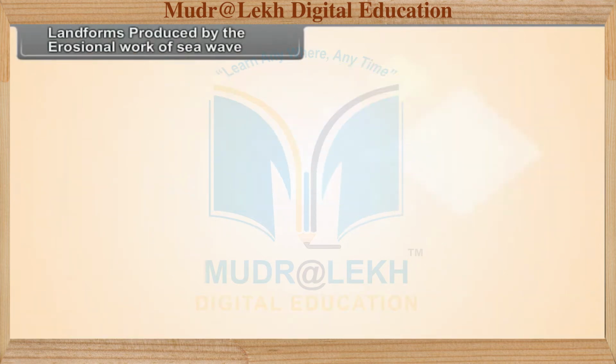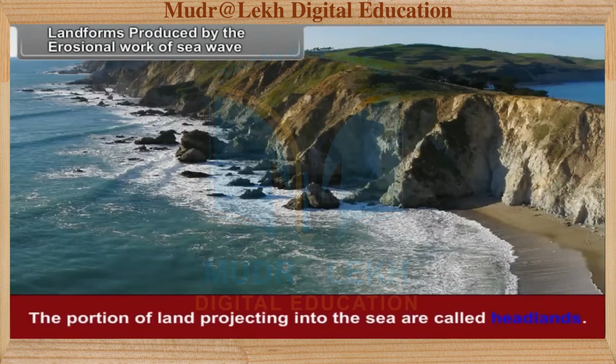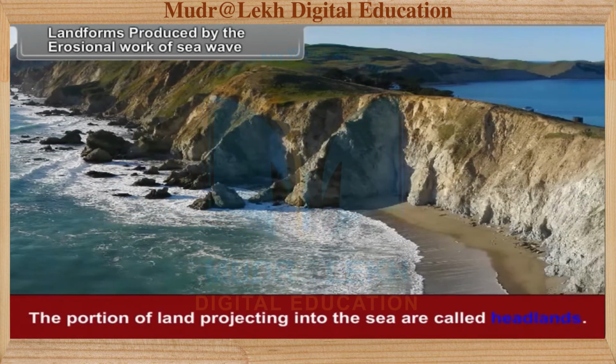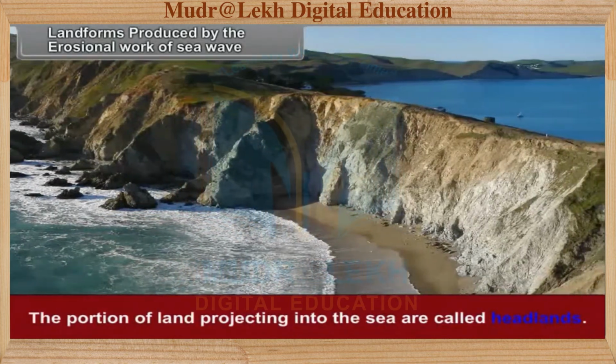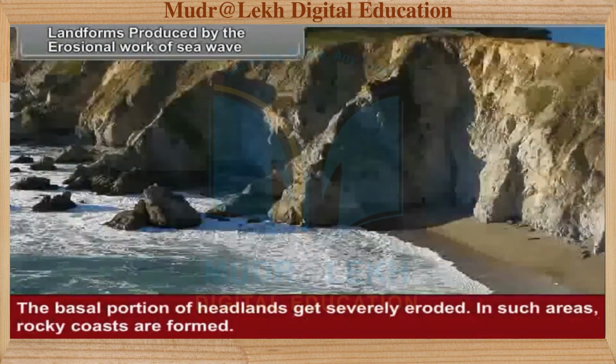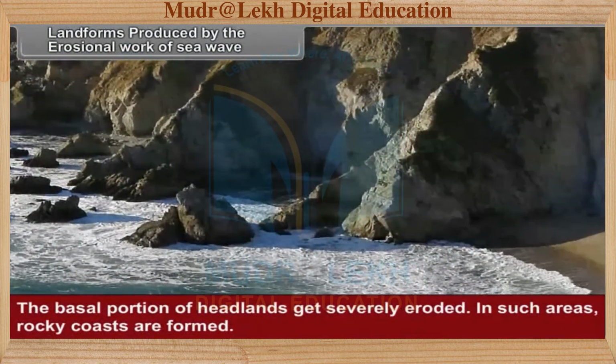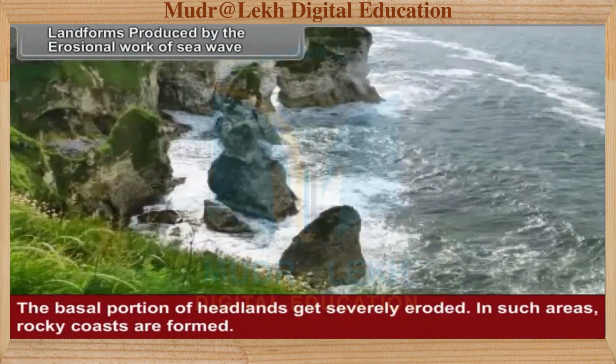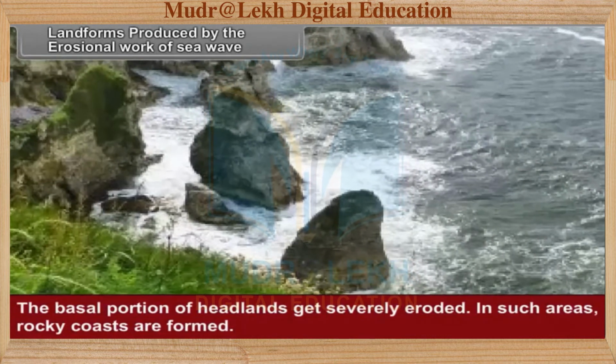Landforms produced by the erosional work of sea waves. The portions of land projecting into the sea are called headlands. The basal portions of headlands get severely eroded. In such areas, rocky coasts are formed.